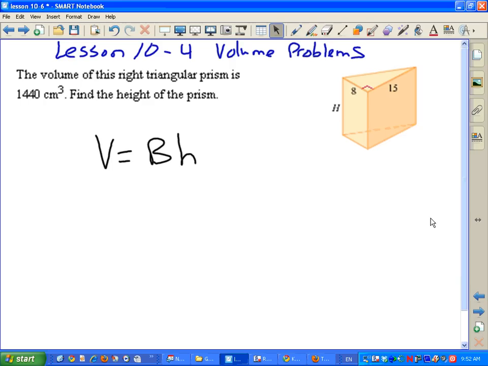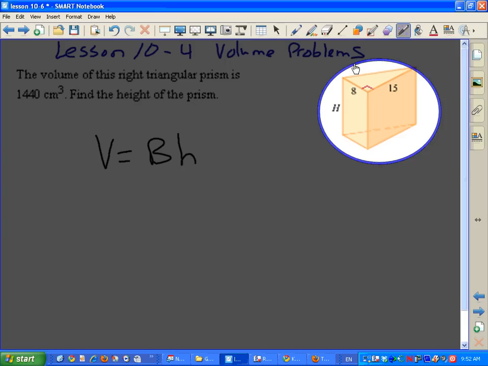These are the sample problems from section 4 of chapter 10. So in 10.4 we are going to be doing story problems that kind of involve all of the formulas that we've been learning about volume. So let's take a look first of all at the prism that we're given here.